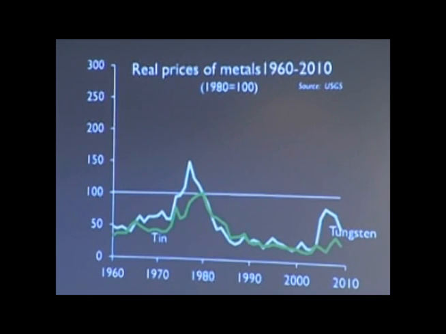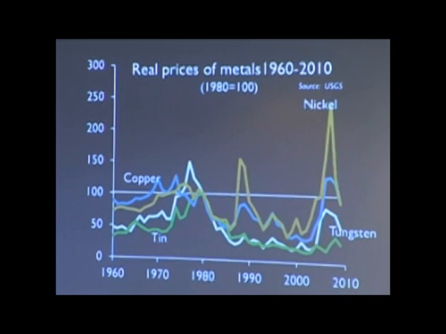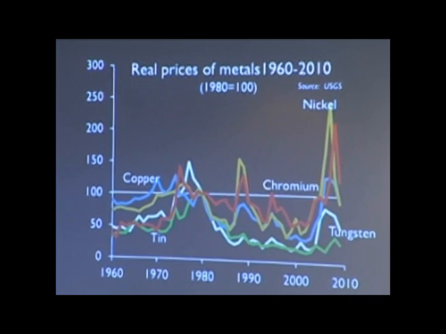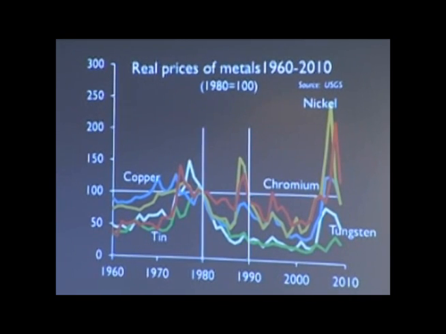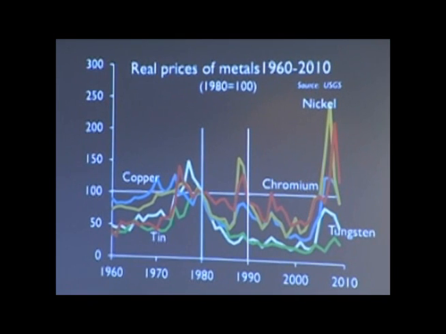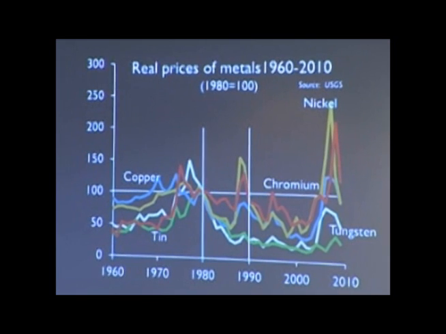There's the price of tungsten, there's the price of tin, there's the price of copper, there's the price of nickel, there's the price of chromium, there's the 1980 to 1990. So Simon in some ways got a little lucky. If the bet had ended in 1989, nickel and chromium would have actually cost more, although the total package still would have been a bit lower. You can see that these prices have a lot of volatility.